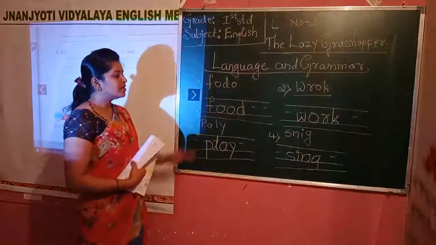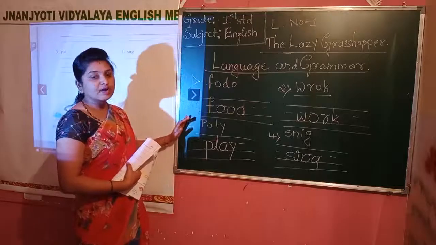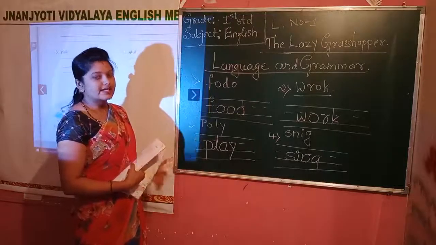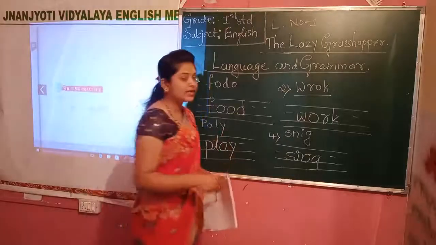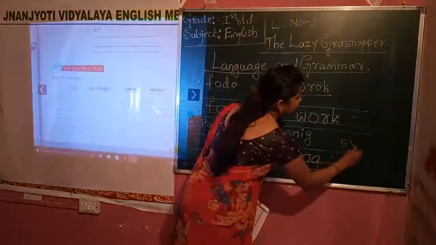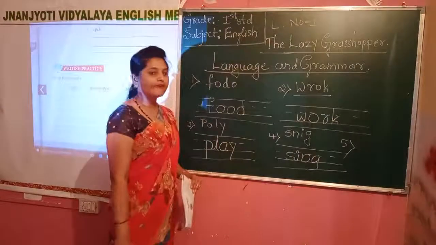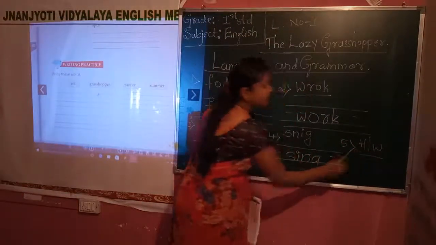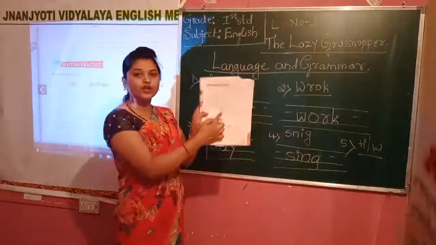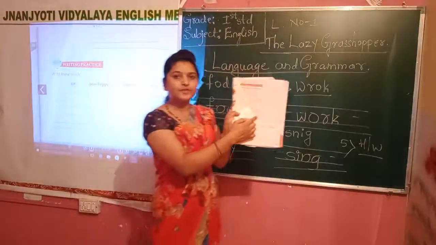Clear? Write neatly like this in your textbook. That is page number 7. Again, there is one more word. Fifth one is there. This is your homework. You have to write it yourself. The fifth one is there, no? You write it yourself.